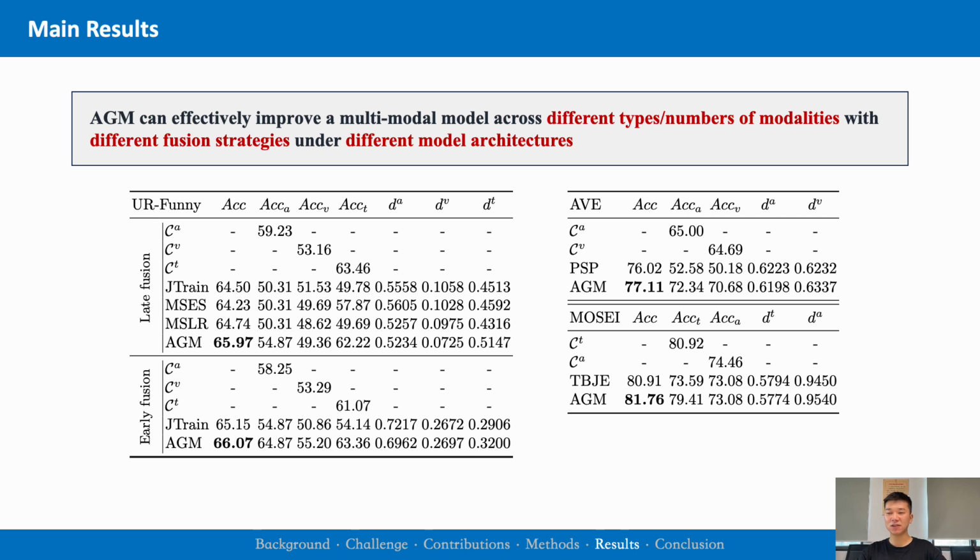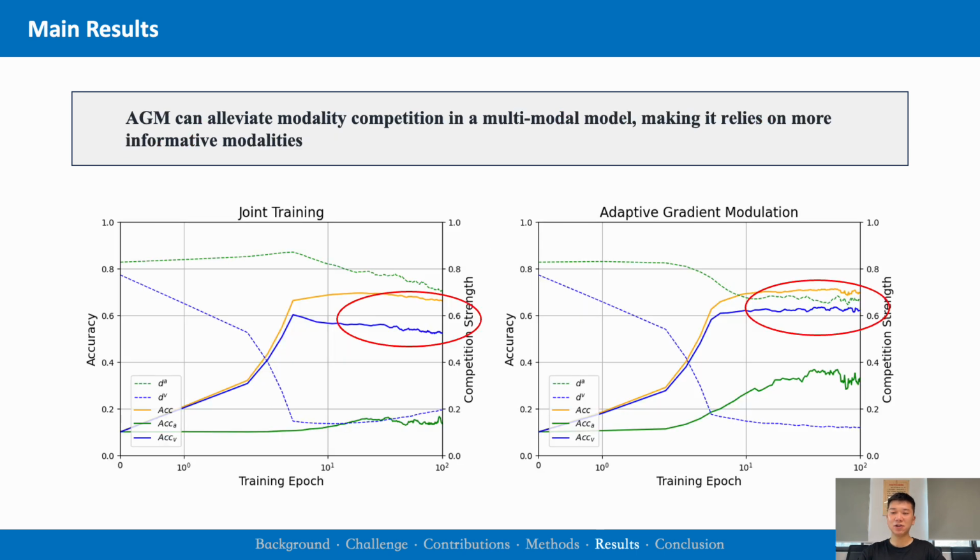Evidently, AGM works well in all cases, effectively improving the model performance. In addition, we have monitored the training process, comparing the behavior of prediction accuracy and the competition stress with and without AGM. It is demonstrated in the figure that AGM can alleviate the modality competition in a multimodal model and makes it rely on more informative modalities, hence improving the model performance.